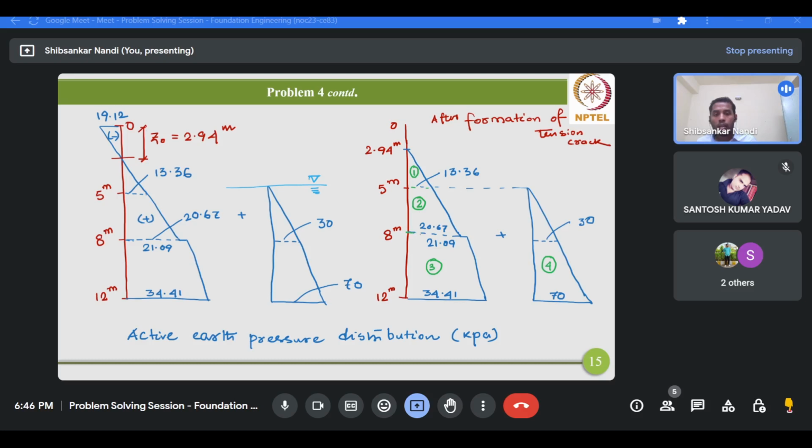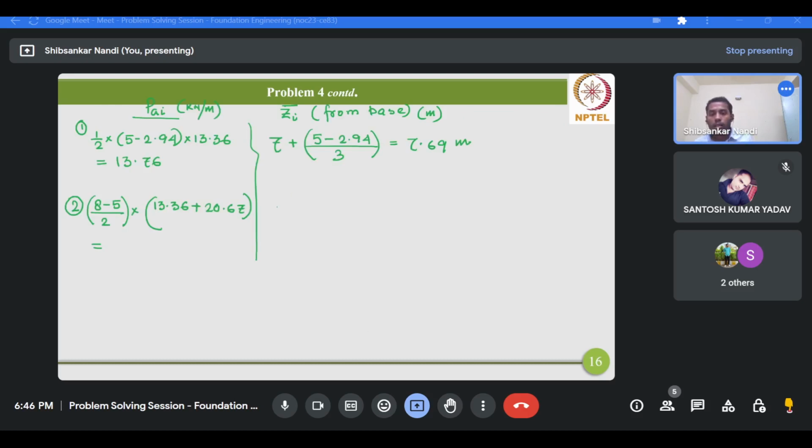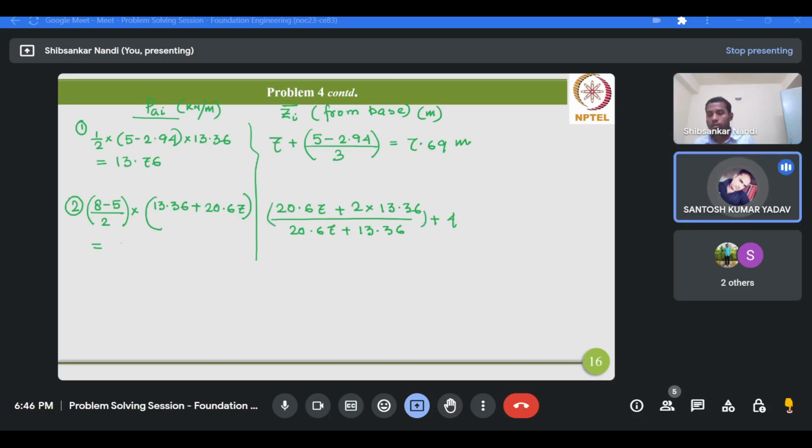Then you have to calculate from this the CG. So the CG would be 20.67 plus 2 times 13.36, divided by 20.67, 13.36 plus 4. First value is 51.40.